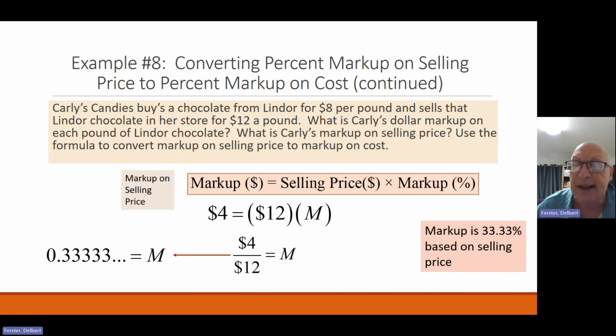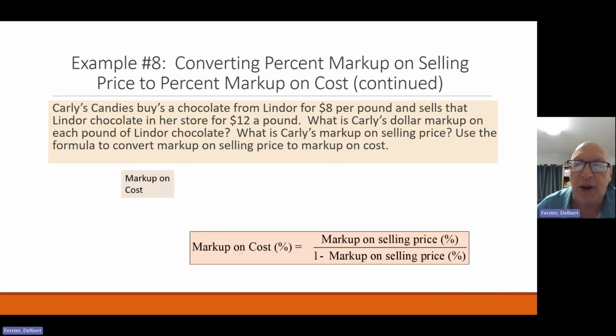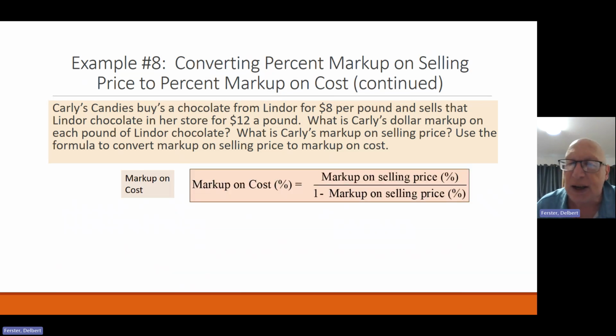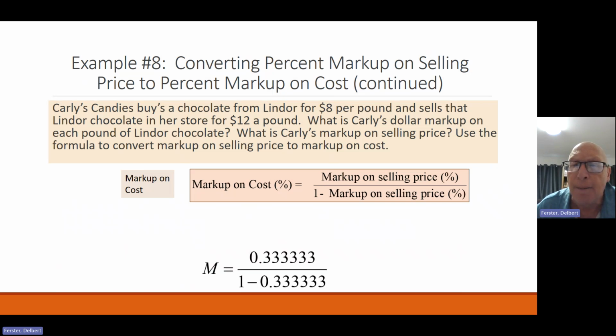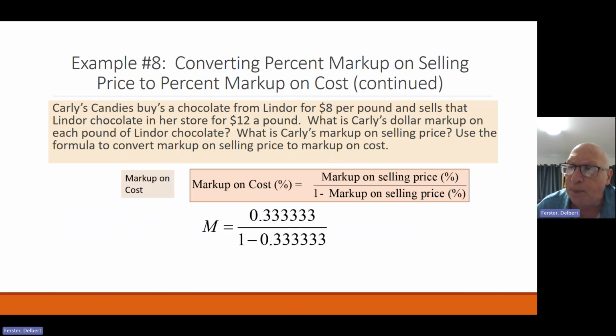Now, if you want to calculate that as a markup percentage based on cost, we could simply go 4 equals 8M and calculate M. If you want to make use of the formula introduced in section 2, here it is. Recall that we've calculated the selling price markup, and it was 0.333 forever.